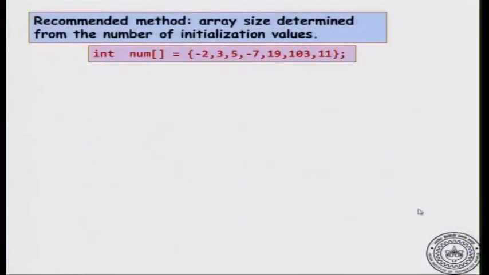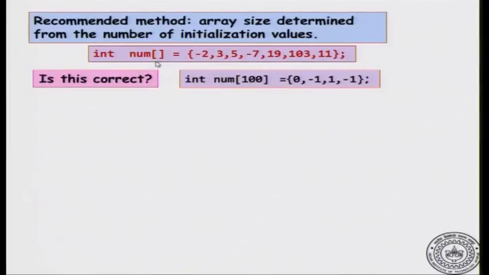The recommended method to initialize an array is to give the list of initial values and let the compiler decide what the size of the array should be. So if you give 7 initial values, it will decide that the array is of size 7. Okay. Now is the following code correct?